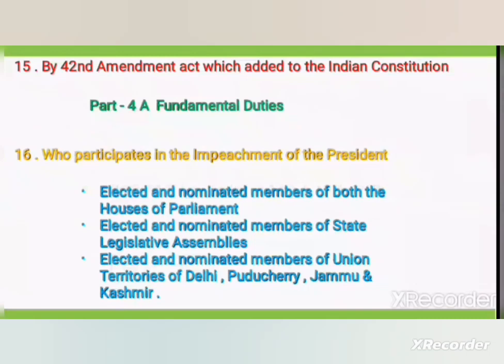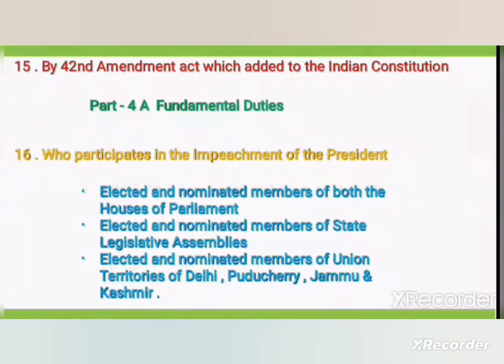Here, Part 4A deals with fundamental duties. Fundamental duties were added to the Indian Constitution by the 42nd Amendment Act 1976. Fundamental duties were recommended by which committee? Fundamental duties were recommended by the Swaran Singh Committee. Originally, we had 10 fundamental duties added by the 42nd Amendment Act 1976.